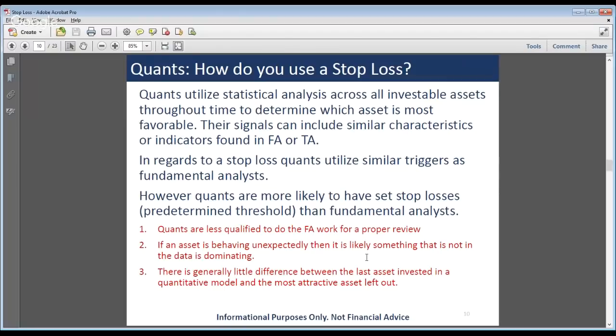In terms of the price set, again, this is very predetermined if a quant wants to utilize a hard stop loss.